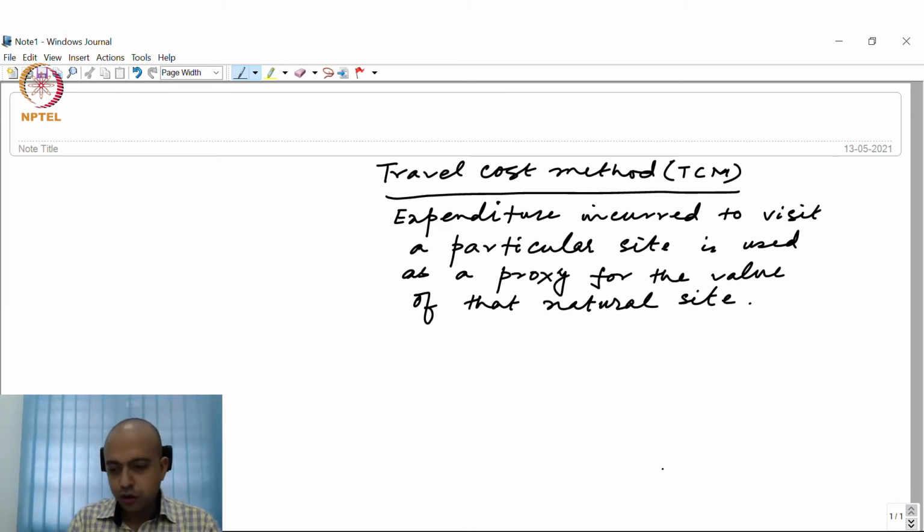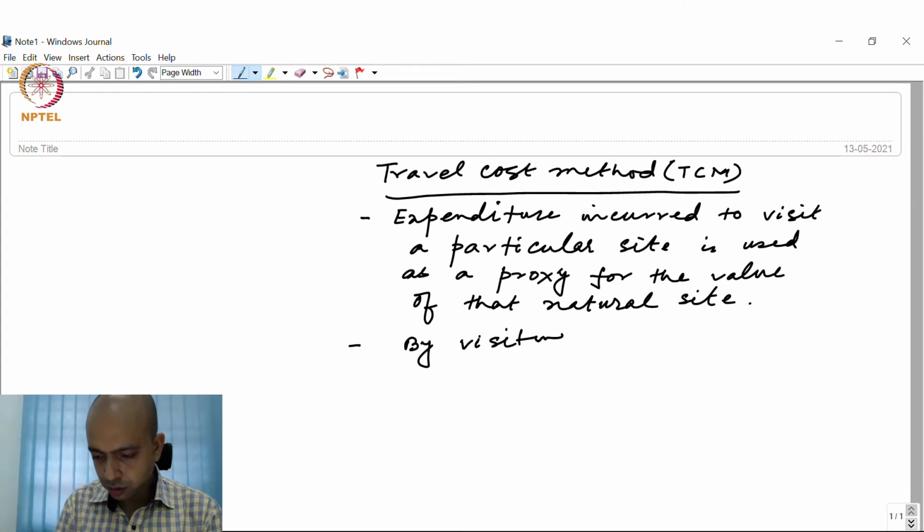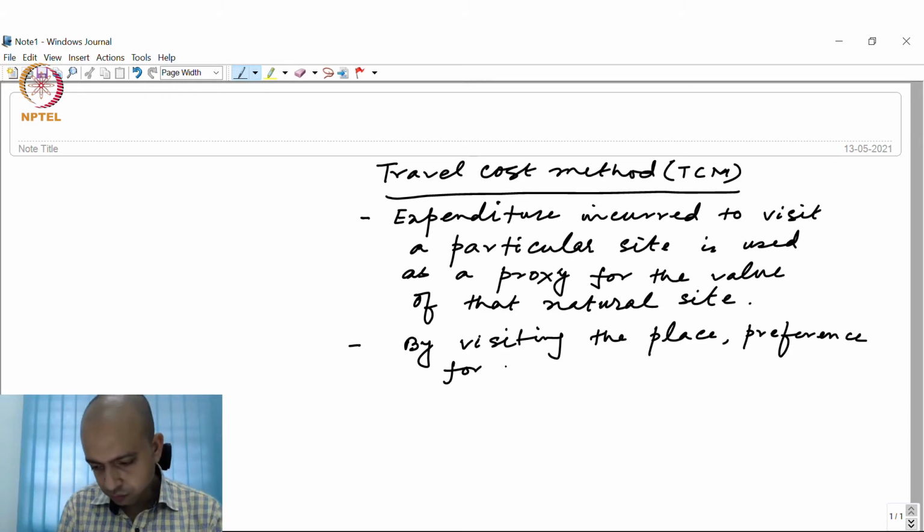Okay, so that means by visiting the place, preference for nature is revealed.